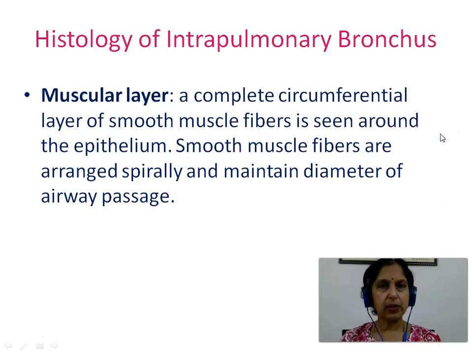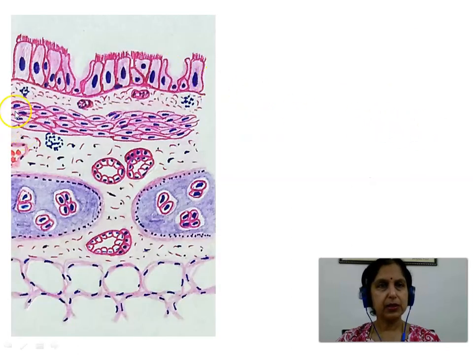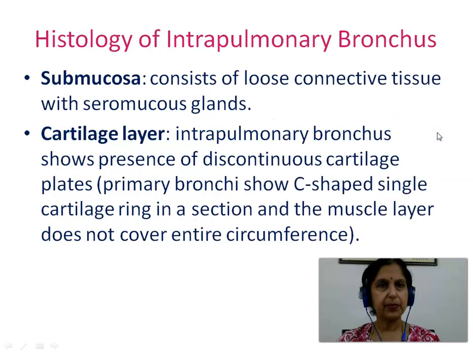Next is the muscular layer. A complete circumferential layer of smooth muscle fibers is seen around the epithelium. Smooth muscle fibers are arranged spirally and maintain diameter of the air passage. This here is the muscular layer made up of a complete layer of spirally arranged smooth muscle fibers. Next we see the submucosa, which consists of loose connective tissue with seromucous glands.